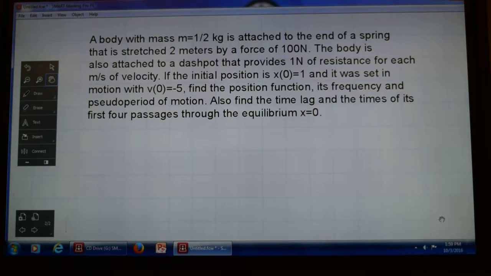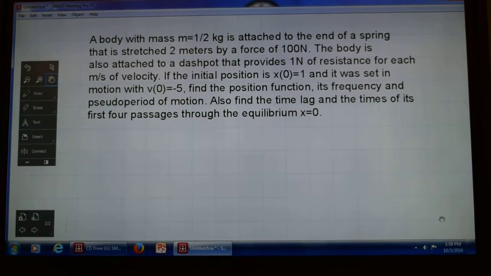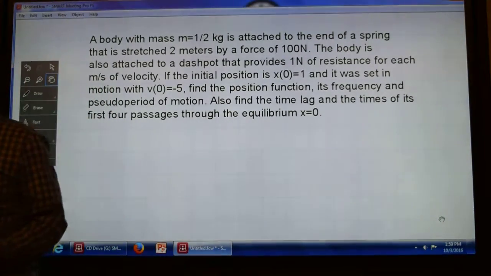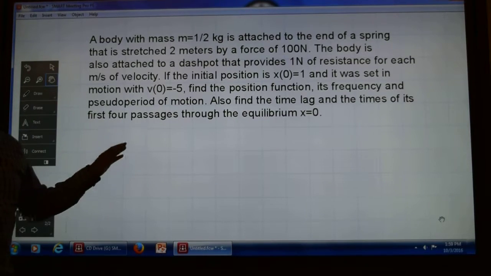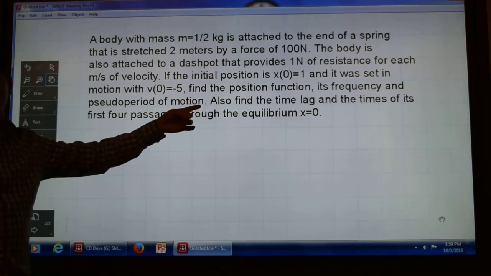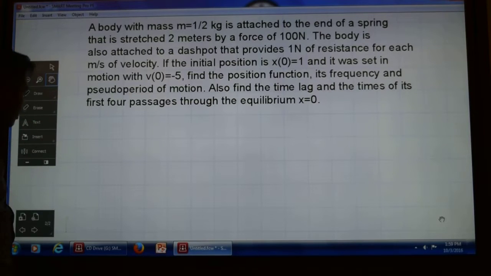Also, the time lag and the times of its first 4 passages through the equilibrium. Okay. I don't think we ever discussed time lag, but during the solution, I'll tell you what time lag is. It's also another important concept that comes up when you do electrical circuits. The LCR circuits have a very similar equation, and there the time lag is actually one of the essential things that you want to figure out. All right, so let's try to solve this.